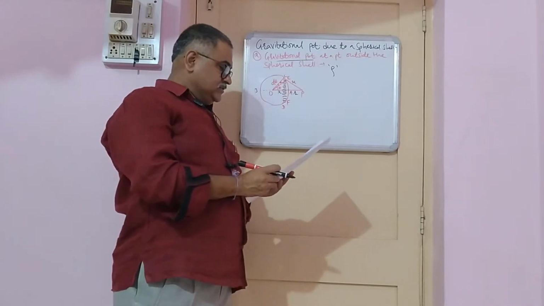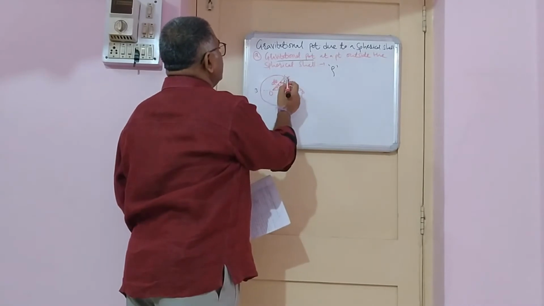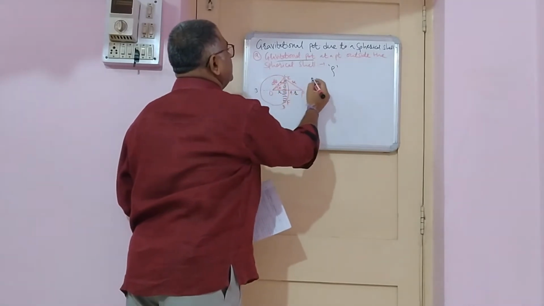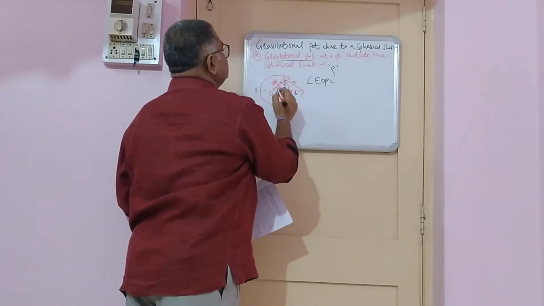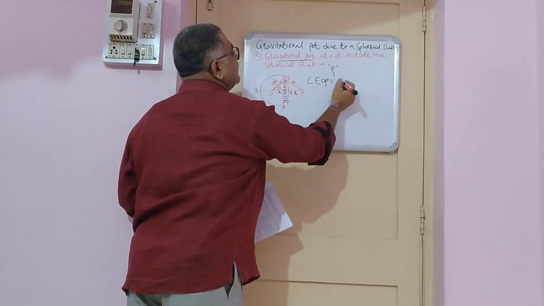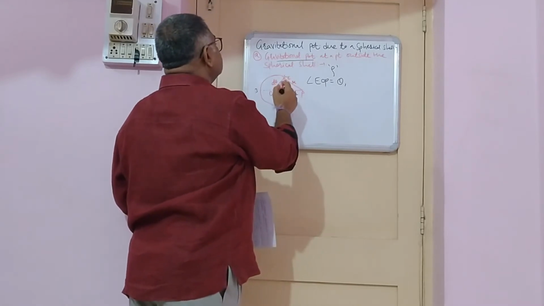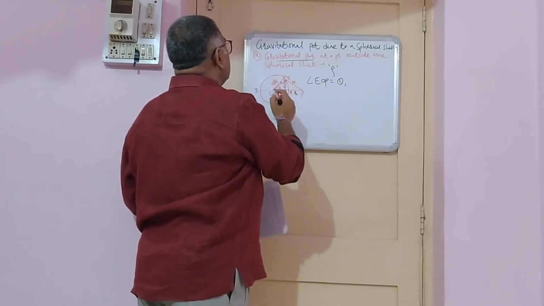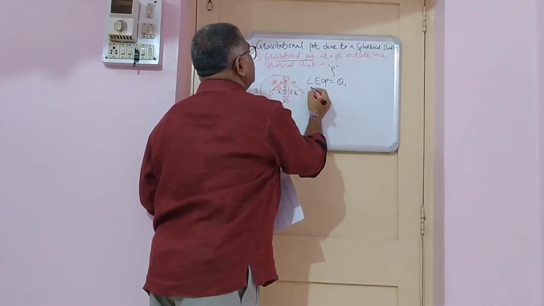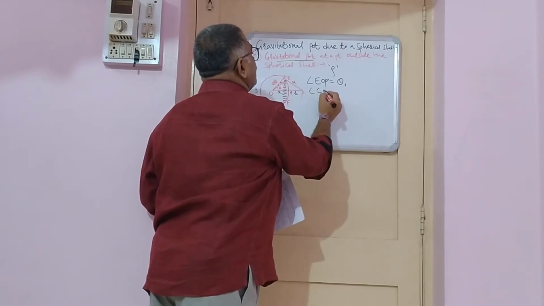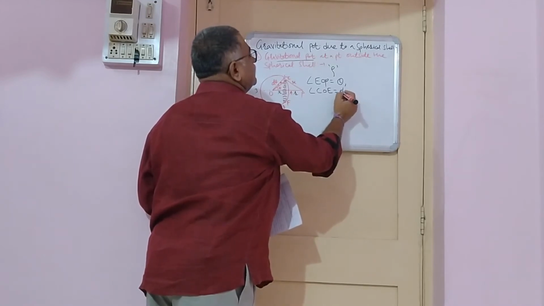And see now here angle EOP, this much angle is theta. Then again the angle COE, this is nothing but a small angle d theta.